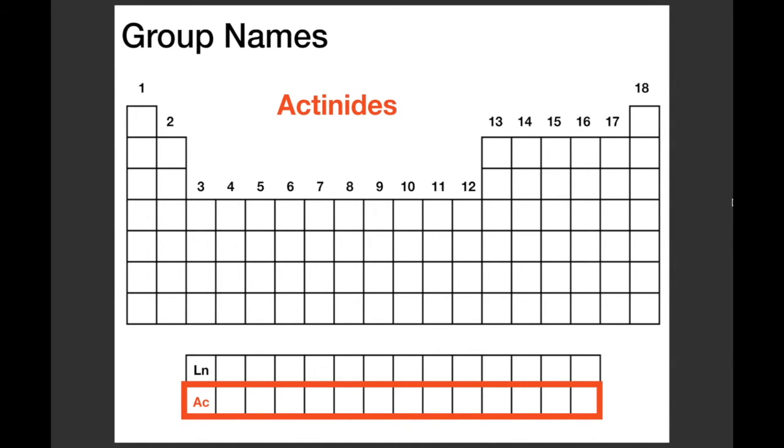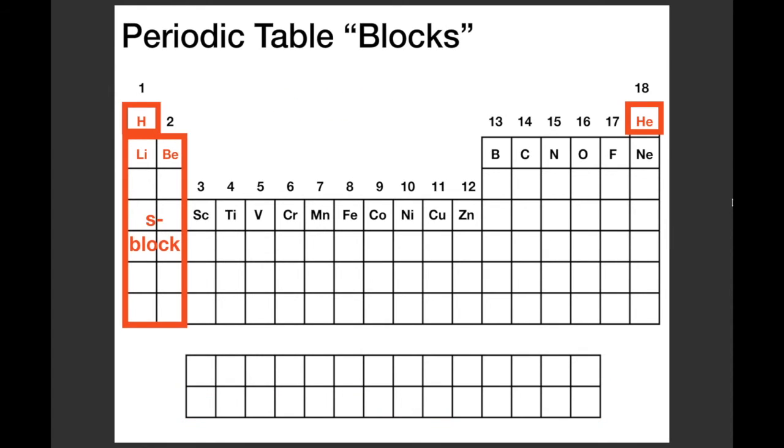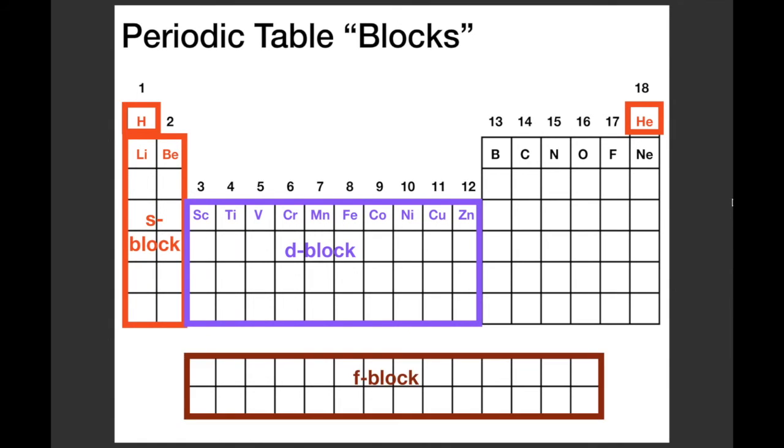In addition to these divisions in the periodic table, we can also sketch out broader categories within the periodic table. The elements that are contained in the alkali metals, the alkaline earth metals, hydrogen, and helium are referred to as the S block. The elements in columns 3 through 12 are referred to as D block elements. The lanthanides and actinides are referred to as F block elements.